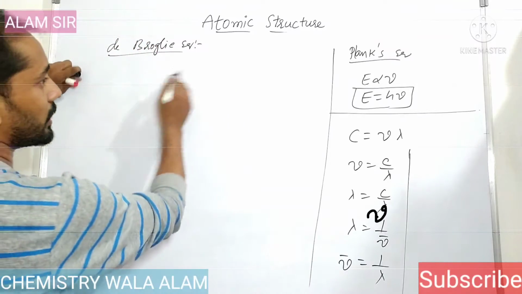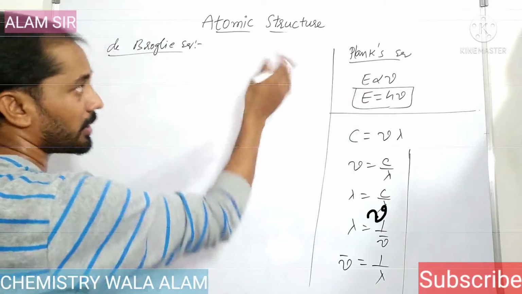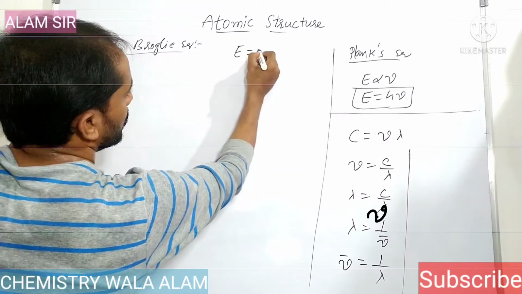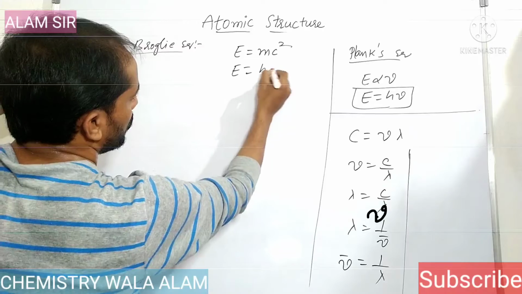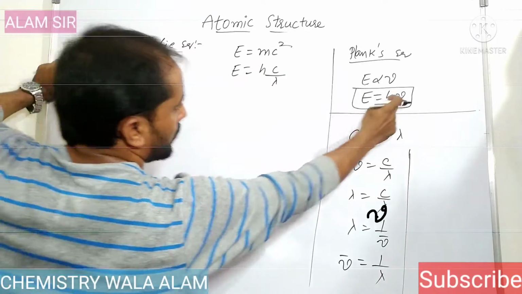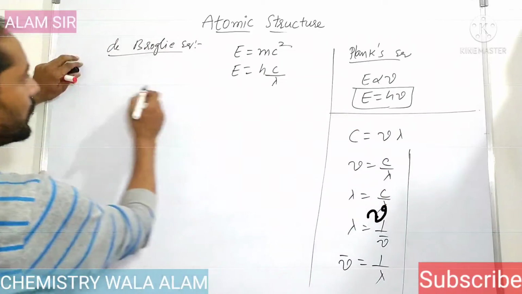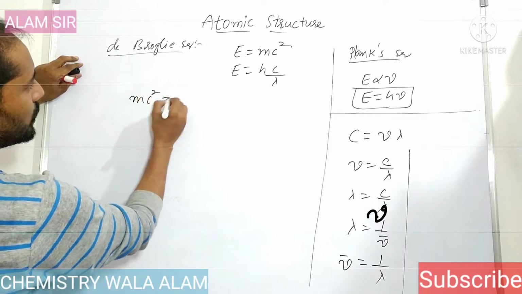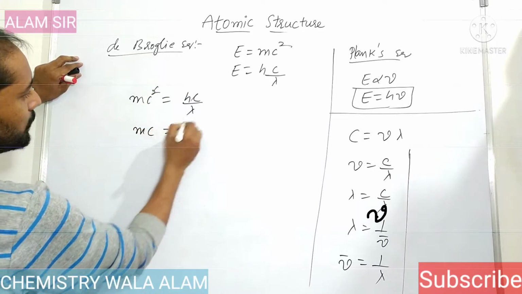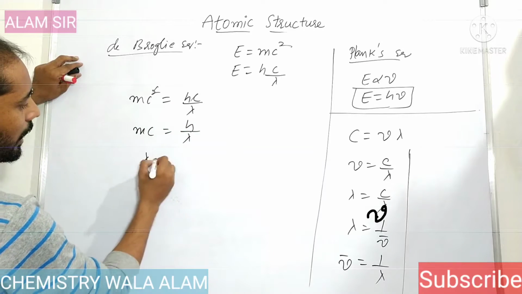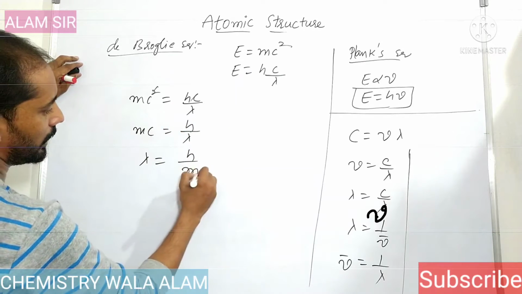Next, de Broglie's equation is derived from Max Planck's equation and Einstein's equation. What is Einstein's equation? E equals mc square, and Max Planck's equation is E equals h nu, which you can write as hc by lambda instead of nu. By considering these two, mc square equals hc by lambda, c gets cancelled, so mc equals h by lambda, then lambda equals h by mc.